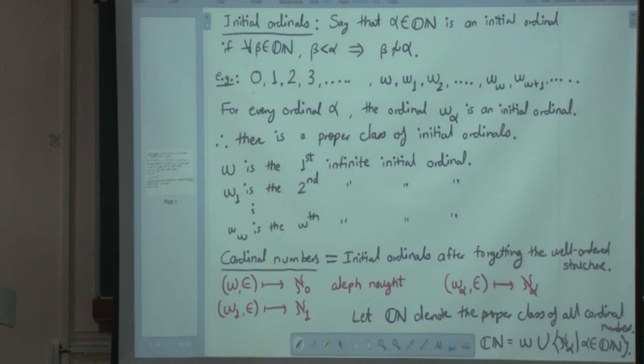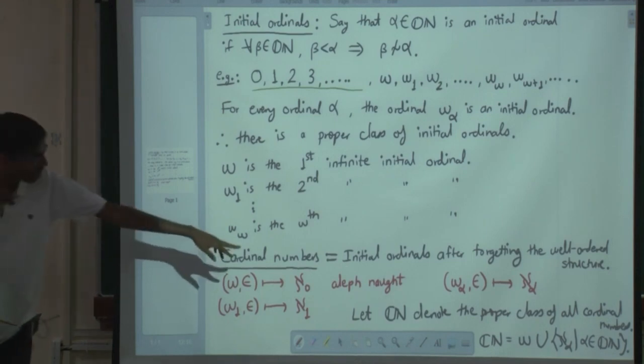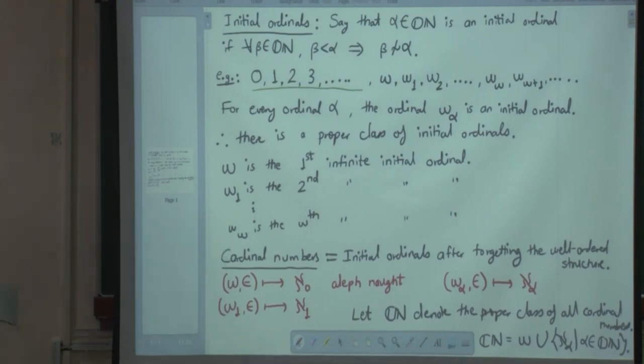See, what are the first initial ordinals? These ones, they are elements of omega. And then the next ones, well, if I replace omegas with alephs, then I will get all the cardinal numbers. So, that's precisely what I have written here at the bottom. Yeah, cardinal numbers is the class of finite cardinal numbers and infinite cardinal numbers. Any questions so far? Okay, so let us proceed.